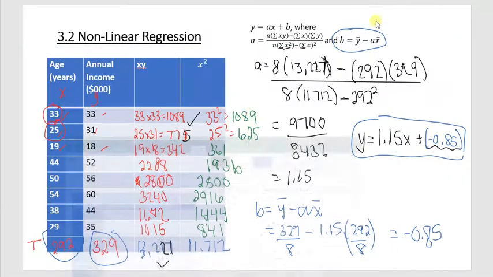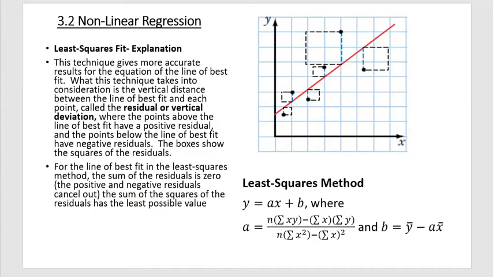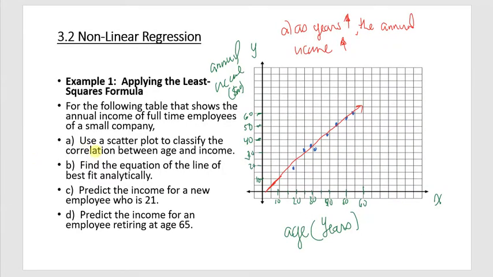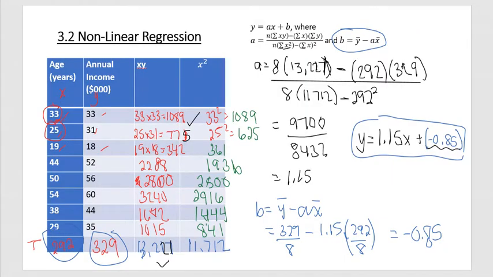Now, going back to our PowerPoint. Okay, we used a scatter plot to classify, and then we, of course, double checked it. We find the equation of the line of best fit analytically. We did that. Now, let's actually use our line of best fit to predict the income for a new employee who is 21, and then for somebody who is retiring at 65. So 21 and 65. So all we have to do here is take this equation and sub in those 2 points.